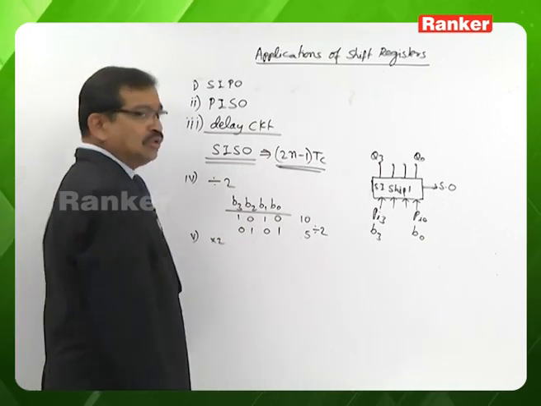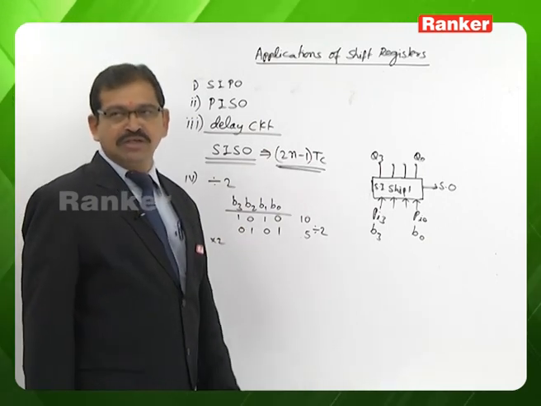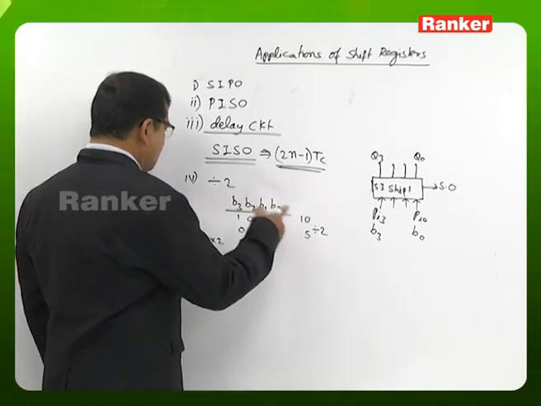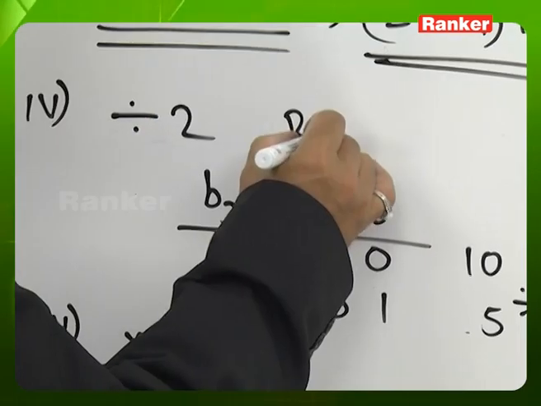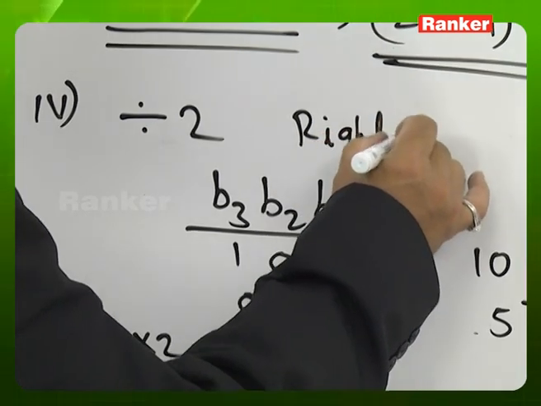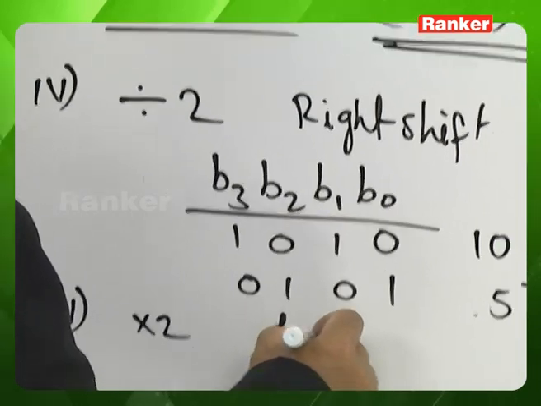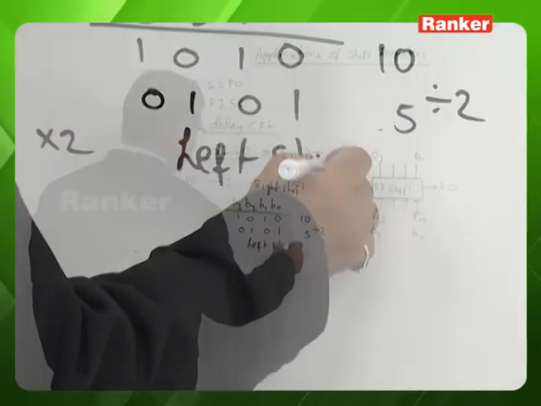It is possible to use the circuit as a multiply by 2 circuit. The divide by 2 circuit we are having with right shift operation. If we want to use a register as a multiply by 2 circuit, it is possible with the left shift operation.